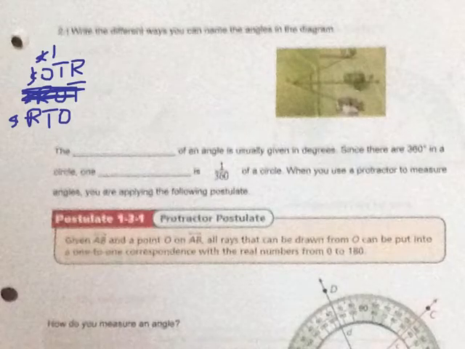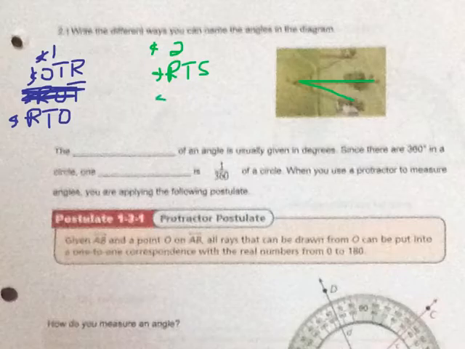Now for angle 2, which I'll do in green. Here's angle 2. You call it angle 2. You could call it angle RTS, or you could call it angle STR. All those would be appropriate ways of naming that. Now there is a bigger angle, angle OTS.